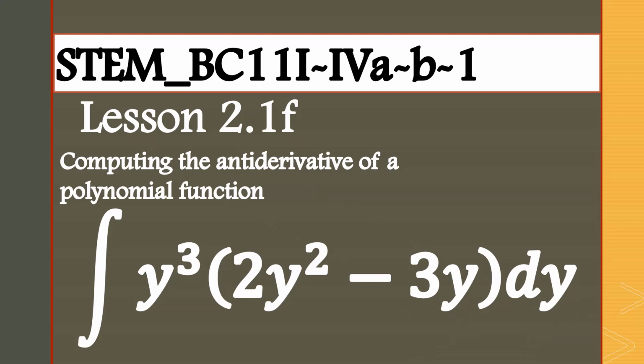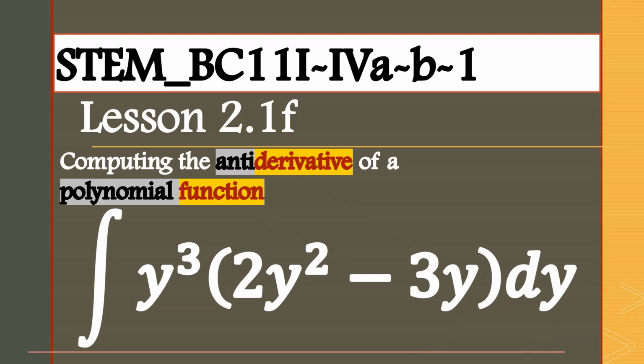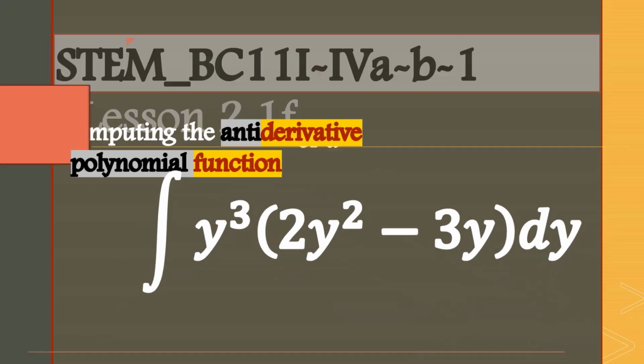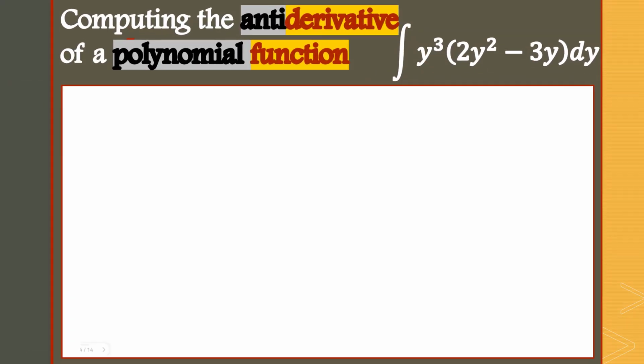Let's compute the antiderivative of this given polynomial function. Now, before we complicate things and introduce other rules, there are of course other techniques that we can apply, especially for this function, to make it easier. We are given the integral of y cubed times 2y squared minus 3y with respect to y. Of course, it's possible to solve because we have it here with respect to y.